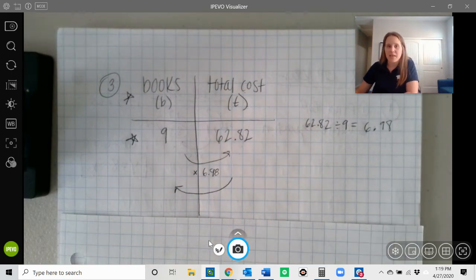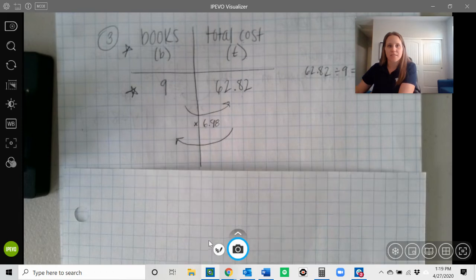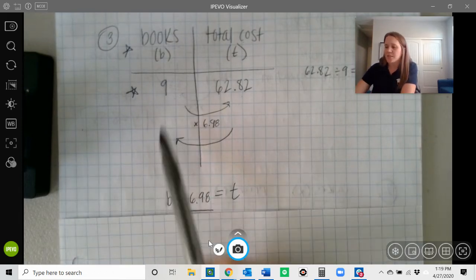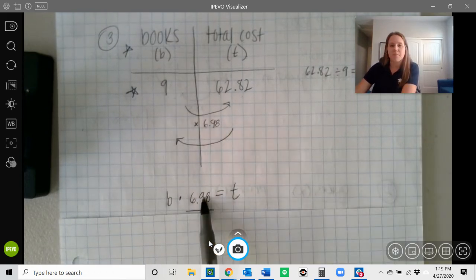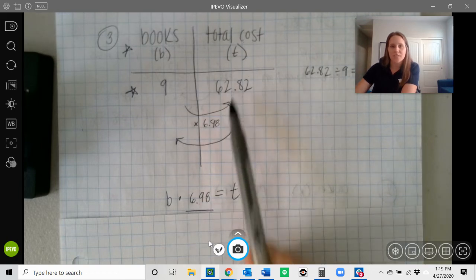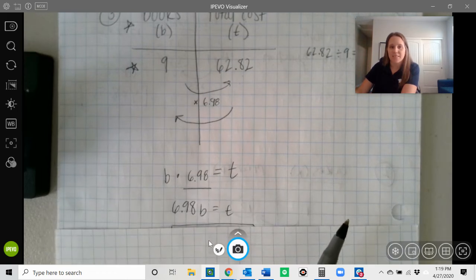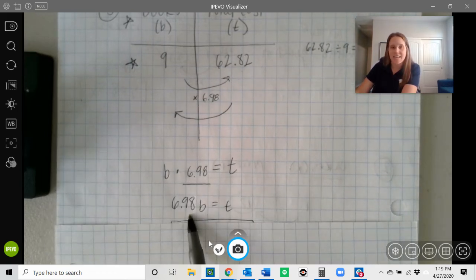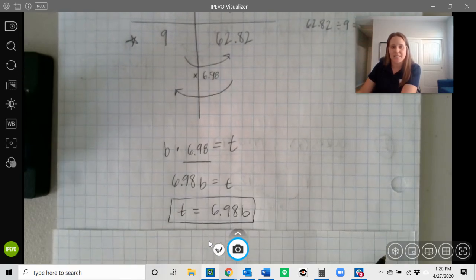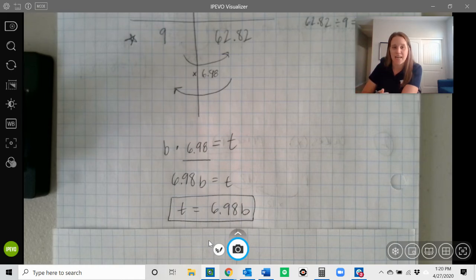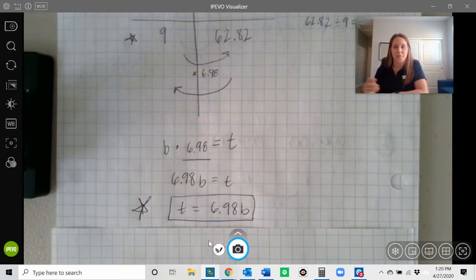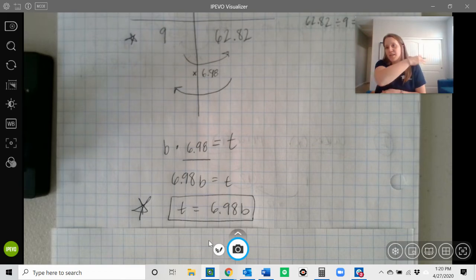So when I think about writing my equation, here's what I'm thinking first. The number of books, 9, times 6.98, my constant of proportionality, equals the total cost, T. That's the same as $6.98 times B equals T, which is the same as T equals $6.98 times B. Wow, if you got an equation that looks exactly like mine or is equivalent, go ahead and put a big star. Nice job. If you got 3 stars out of 3, give yourself a pat on the back.